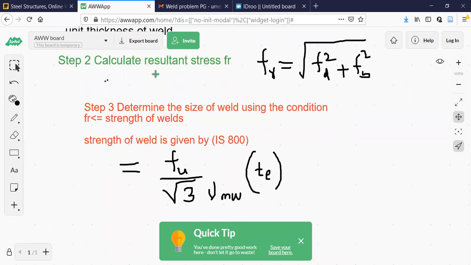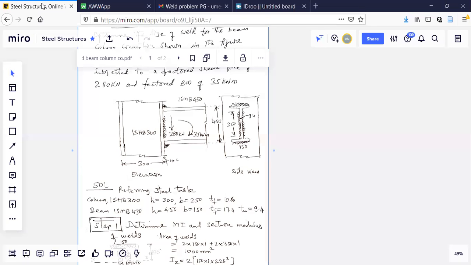Instead of writing only this, since it is per unit, per Newton per mm, or we can say since the thickness is taken as unity, we have introduced this in this formula. This will be equated to the resultant stress, and you are going to find out this value. That is how the solution is done.